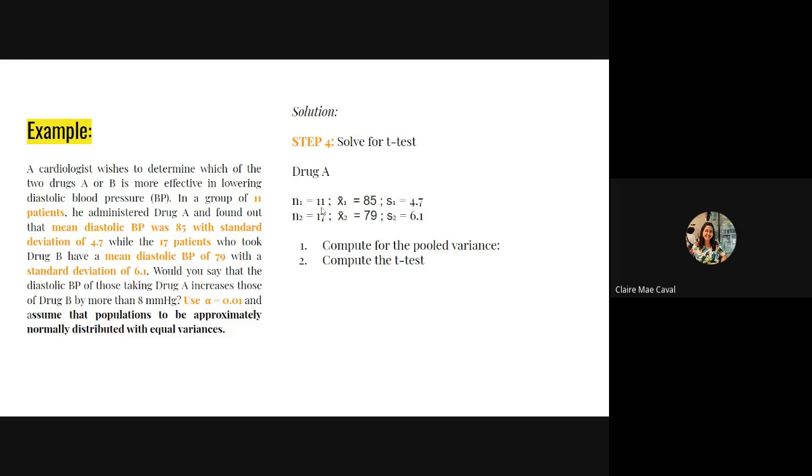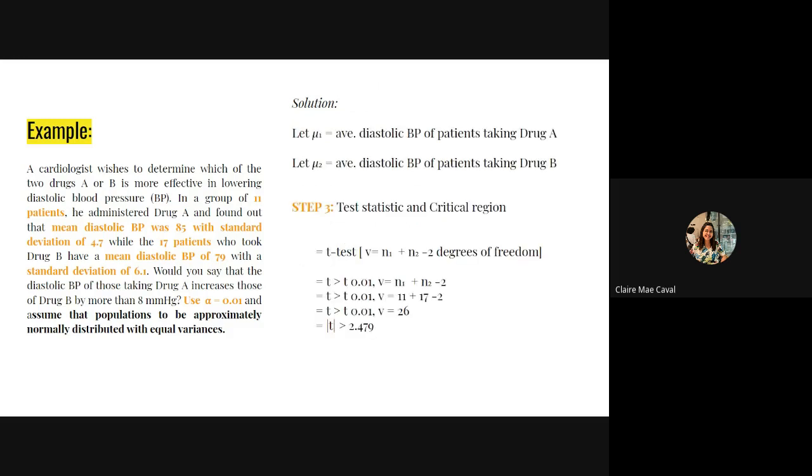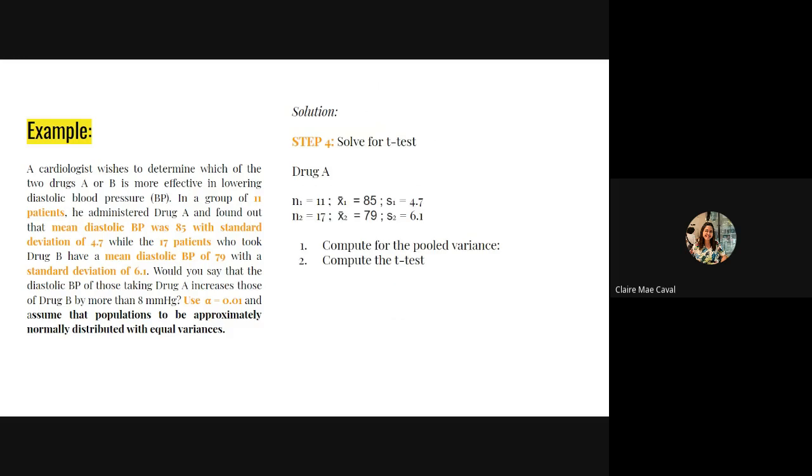The ones in orange again, these are the given values. N1 is 11, N2 is 17. The sample mean for the first one is 85, and the second sample mean is 79. For your standard deviation, that's 4.7 and 6.1.